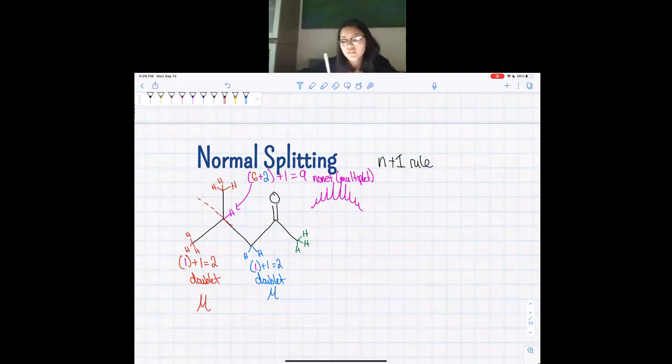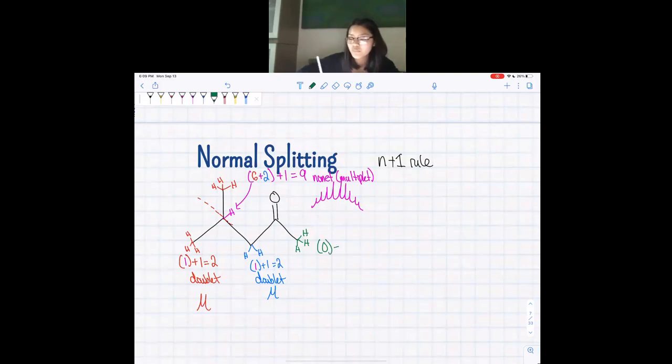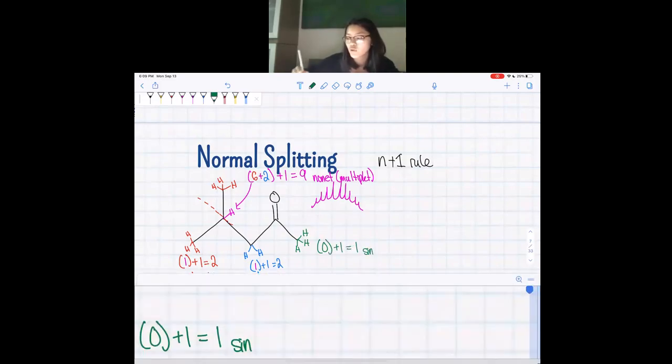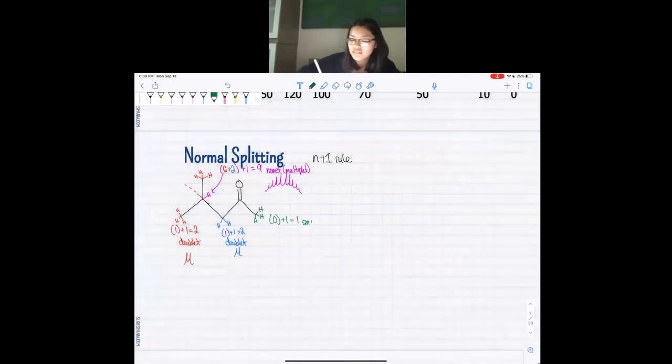All right, last but not least, the green ones, they don't have any hydrogen neighbors, right? Because the blue ones are four bond lengths away, which we just counted. I don't feel like counting them again. I'm sorry. So this guy has zero hydrogen neighbors. It is a very lonely signal. So zero plus one equals one, meaning this is a singlet. It just looks like a peak like this.